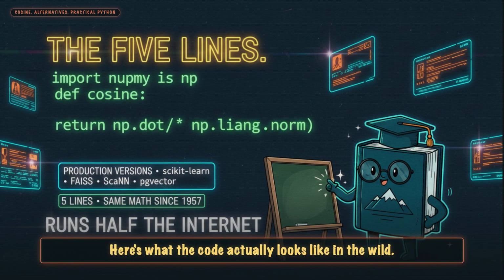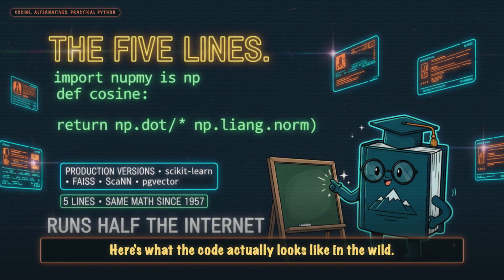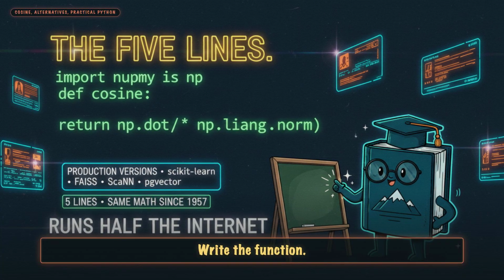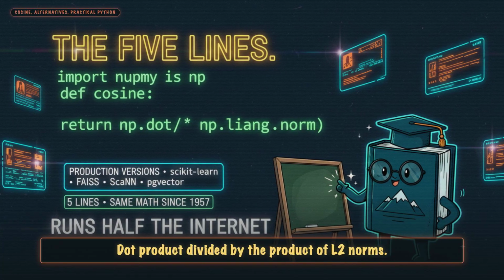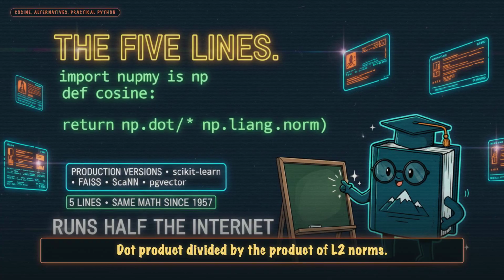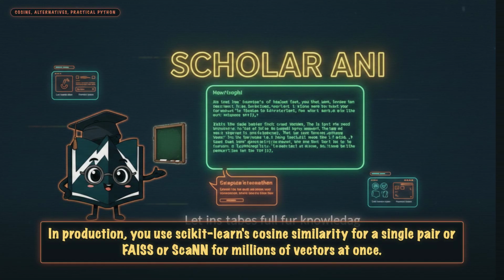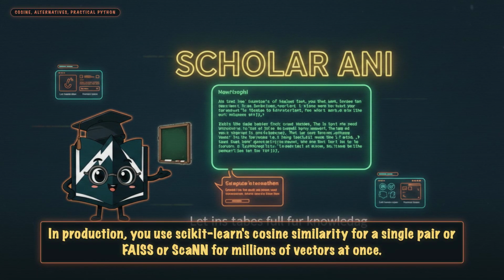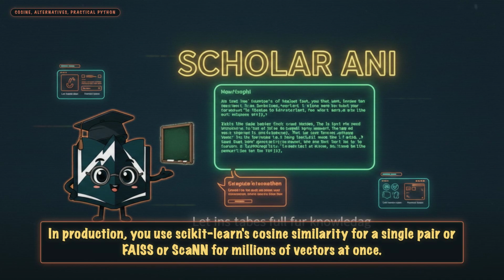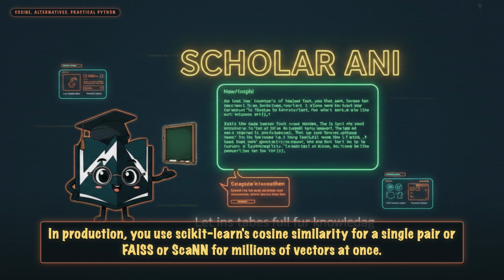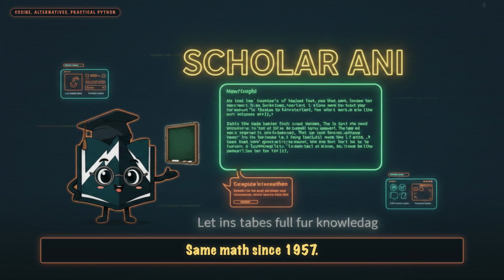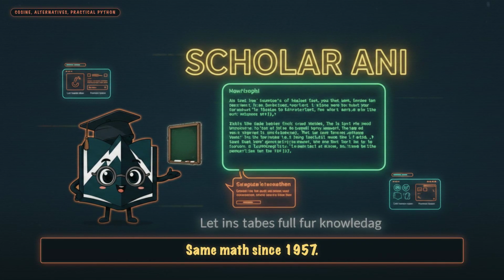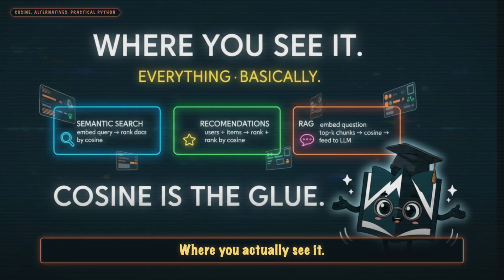Here's what the code actually looks like in the wild. Import NumPy. Write the function: dot product divided by the product of L2 norms. That's the whole implementation. In production, you use scikit-learn's cosine similarity for a single pair, or FAISS or ScaNN for millions of vectors at once. But the function itself, 5 lines. Same math since 1957.